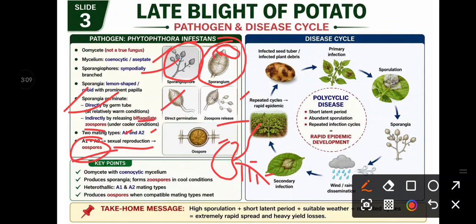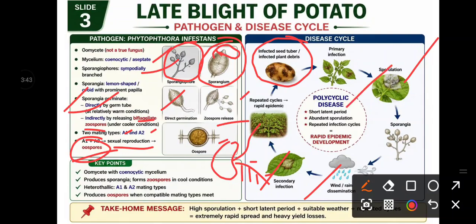Then about the disease cycle. So the primary source of inoculum is either the infected seed tuber, or infected crop debris where the oospores are present. Then it causes the primary infection, leaf spots or leaf lesions. Then on the leaf, sporulation occurs, the sporangia are produced, which are washed and disseminated by rain and wind, causing the secondary infection. So this is about the disease cycle.